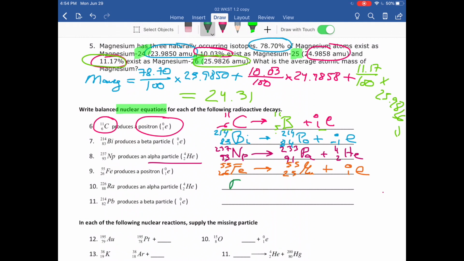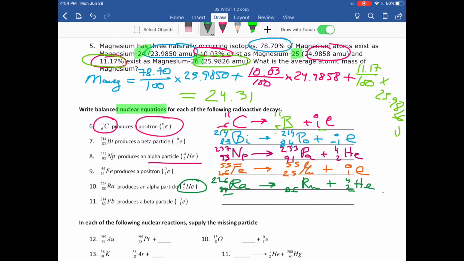We have radium here, and then 226 and 88. So this produces an alpha particle. So 4, 2, helium. Now, what number plus 2 equals 88? 86. 86 plus 2, 88. So 86, I go to the periodic table and find the element that has 86 as the atomic number, and that's going to be radon.